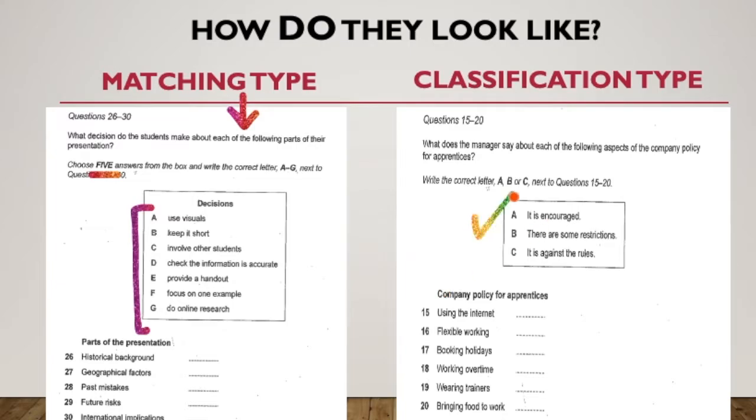And these are classifying questions. A, B, C are the categories, and they have to be classified for these 15 to 20 questions. The thing that you need to note is A, B, and C will all be repeated. But in matching questions, the options will not get repeated. Now let's take a look at how you solve these question types.